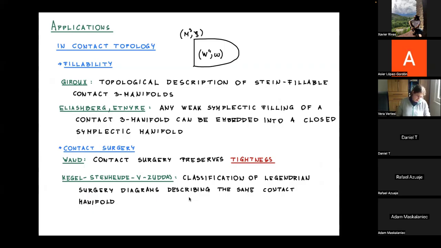Etnyre showed that contact surgery preserves tightness. Tightness is a very important notion of contact structures. And then there is a recent work which I'm doing with my student Eric Stenhede and Mark Kegel and Daniel Zudas. Those are professors. We showed that you can classify Legendrian surgery diagrams which are describing the same contact three-manifold.